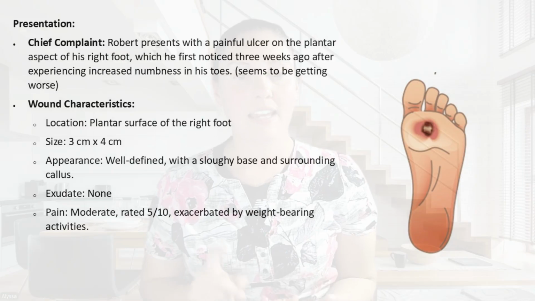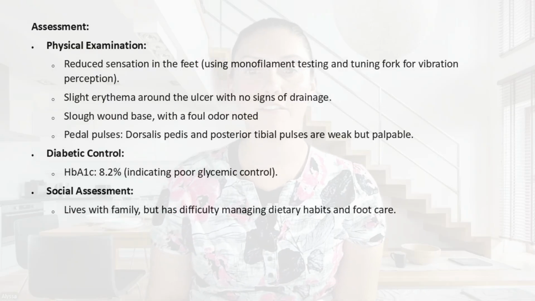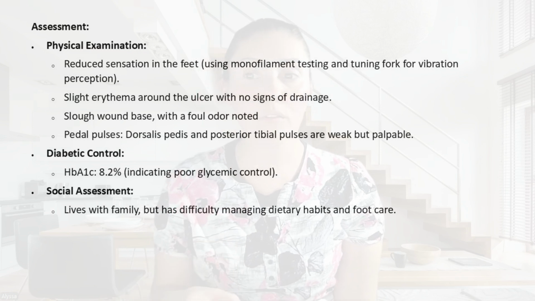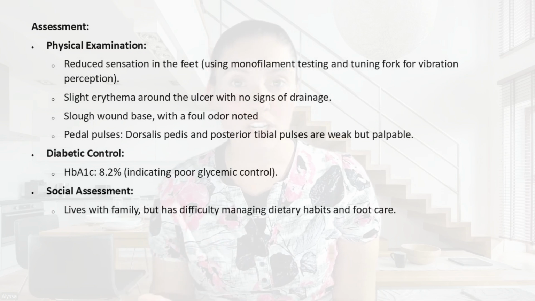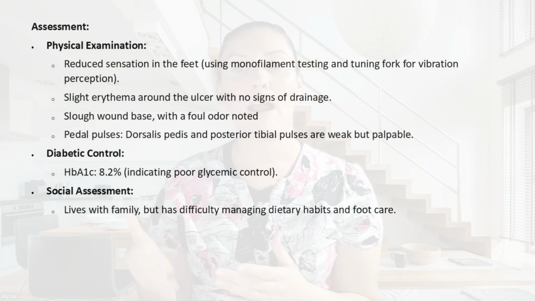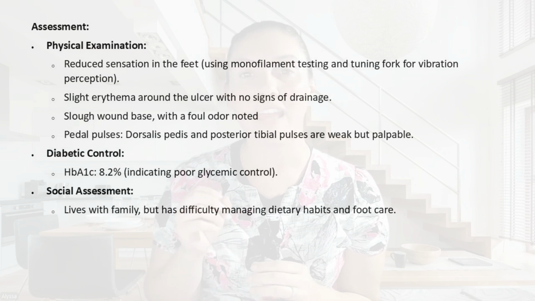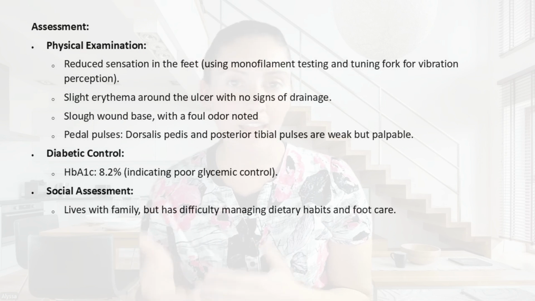There is no exudate, and the pain is a moderate 5 out of 10. And it does get worse on activity. So physical assessment, there is a reduction in sensation in the feet. So I did test his feet using a monofilament and a tuning fork for vibration perception. And it did show a reduced sensation in the feet, which does show the peripheral neuropathy. There is slight redness around the ulcer with no sign of drainage at all. It is a sloughy wound base with a very foul odor. And the pedal pulses, they're weak, but you can feel them.